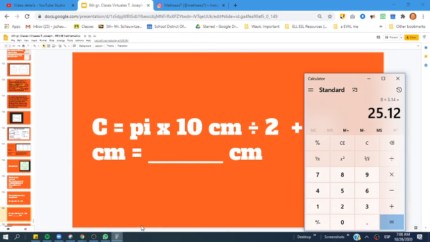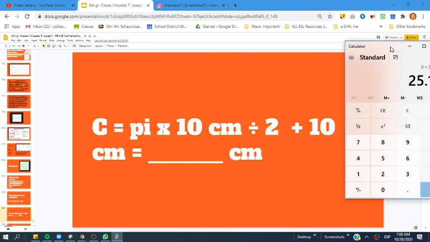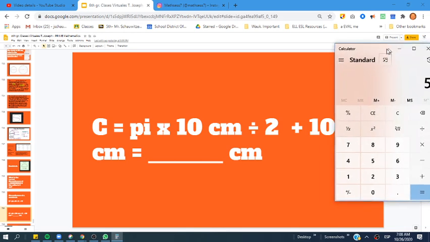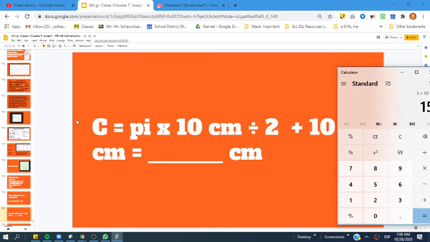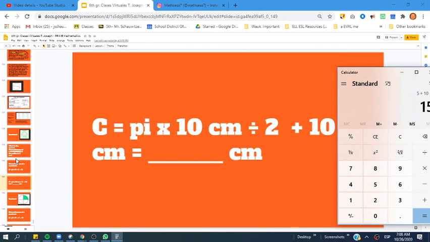All right, so I'm going to take 10 divided by 2 is 5. All right, so 5 and then plus 10, you can do that in your head, obviously, is 15. So 15 centimeters would be my circumference. All right, let's do another problem.